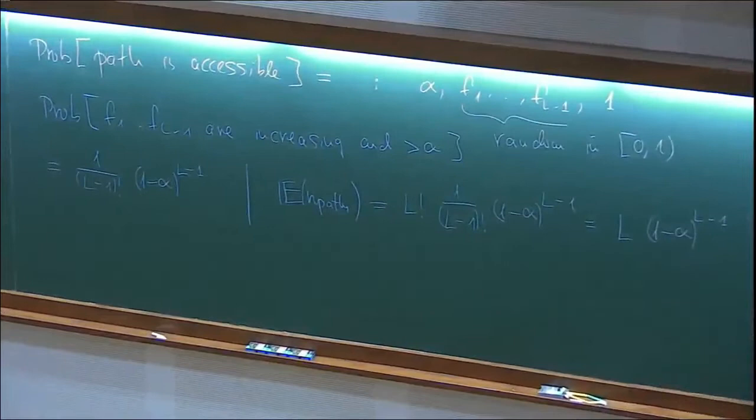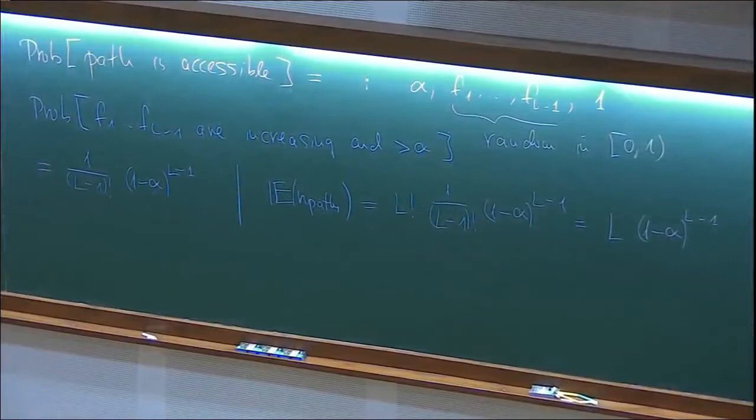So for example, if I put alpha equal to 0, if I condition the first site to be of lowest possible fitness, then there will be L paths instead of 1. So this will be much bigger. Okay, so now what can we learn from this?